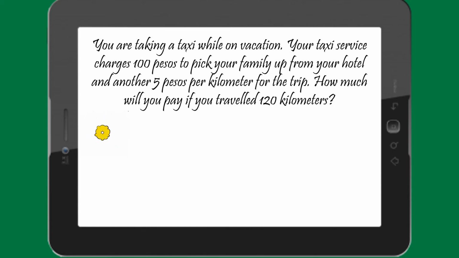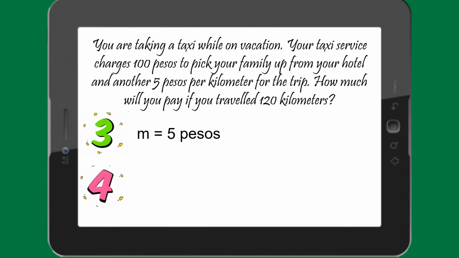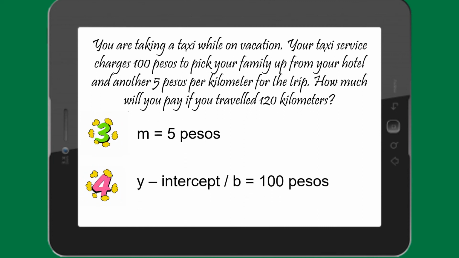The third step in solving linear functions is we have to find the slope. The slope is usually represented by a letter m, and to easily locate it in the problem, we have to look for the words per or each. And in this problem, our m or our slope is 5 pesos. The next step is we have to find the y-intercept or the letter b. Usually, these are the numbers that are added or subtracted in our equation. In this problem, what do you think is our y-intercept? Very good. Our y-intercept or our letter b is 100 pesos.